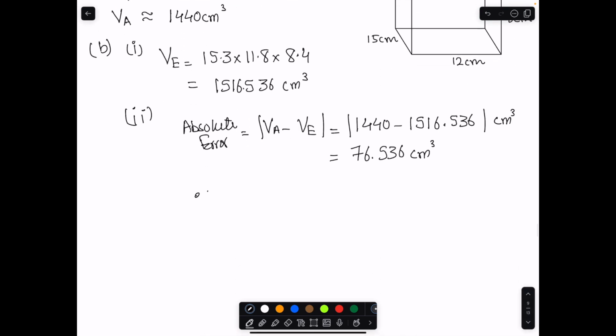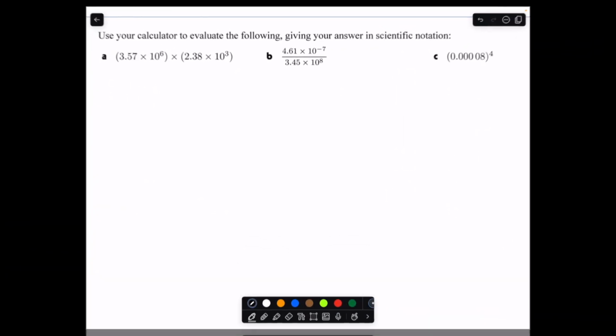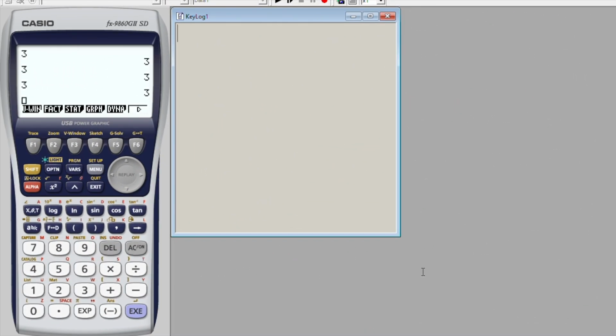And what is my percentage error? It is basically the absolute error, which I found, over the actual value, the exact value, times 100. So this will be 76.536, the actual value is 1516.536, times 100. And you would see my percentage error is 5.05%.